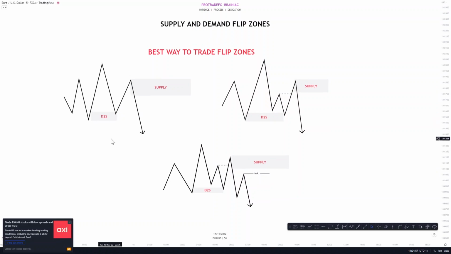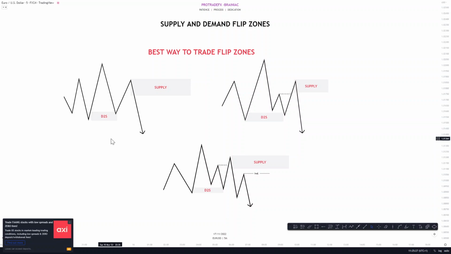What does supply mean? Supply is an area we sell from, and demand is an area we buy from, right? So when we get to supply, we know very well that we're looking for sells, and when we get to demand, we know we are looking for buys. So the flip zones of these two terminologies means that when we are looking to buy off a demand and the demand fails, that means we will be looking at the supply that did fail the demand.